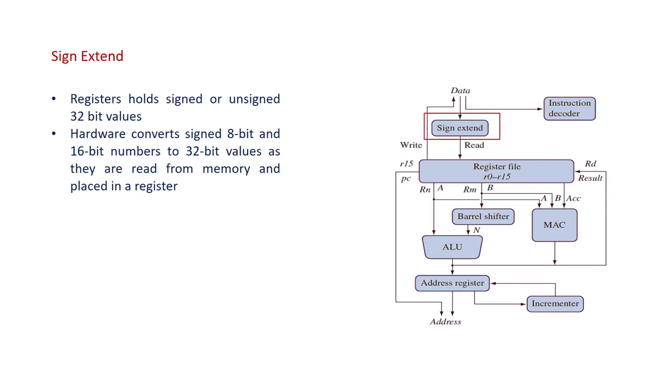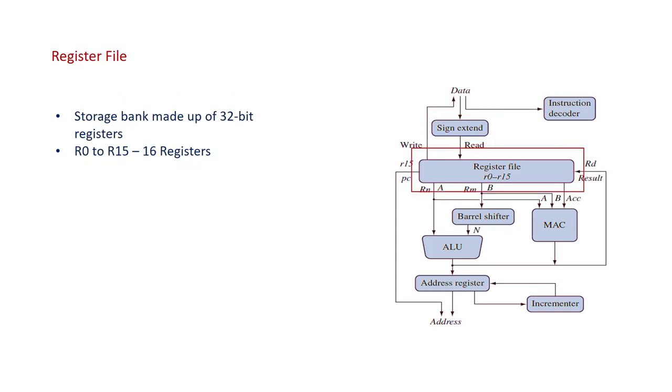Next is the sign extend block. This register holds signed or unsigned 32-bit values. Hardware converts signed 8 and 16-bit numbers to 32-bit values as they are read from memory and placed into the register file. This register file contains registers R0 to R15, a total of 16 registers. It has a storage bank made up of 32-bit registers.